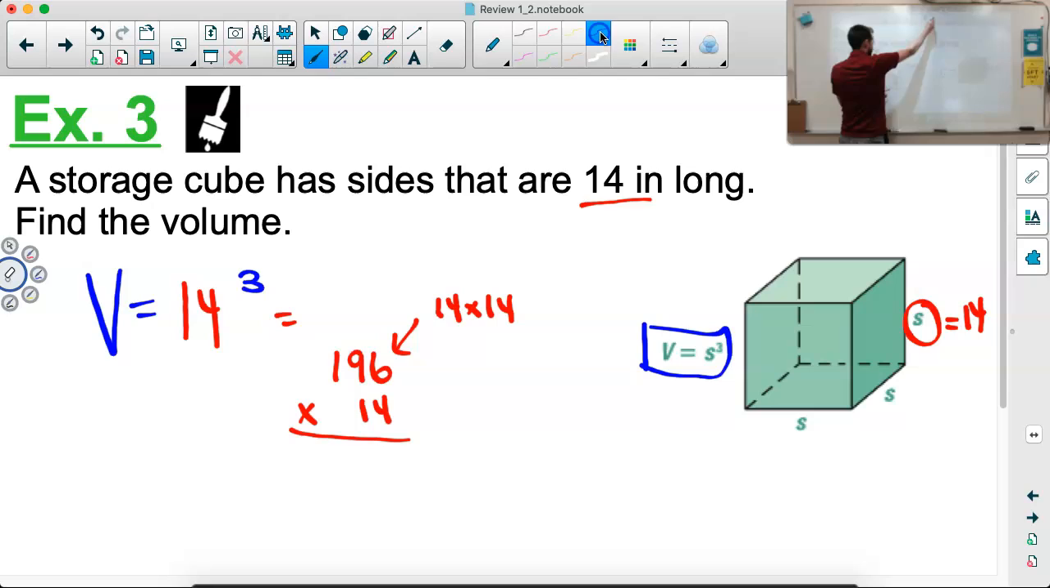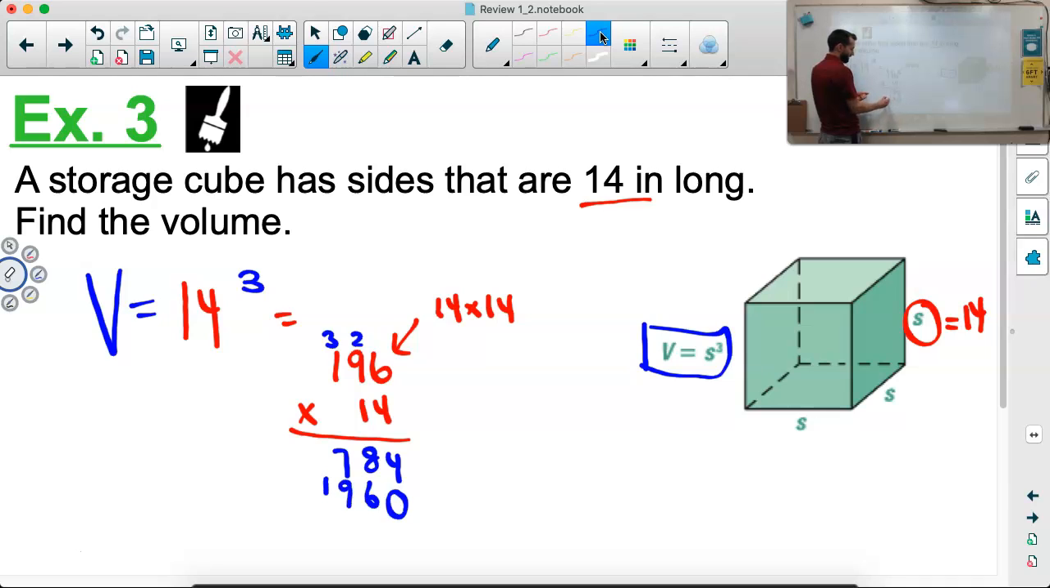So 4 times 6 is 24. I'm going to carry the 2. 4 times 9 is 36, plus 2 is 38. 4 times 1 is 4, plus 3 is 7. Bring a 0 down. And then 1 times 196 is just 196.